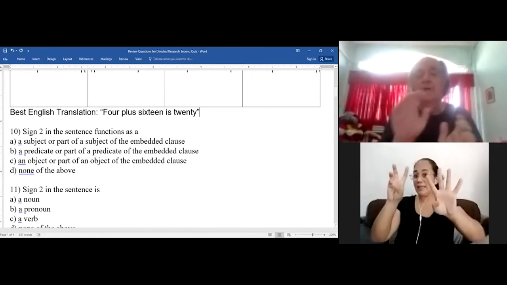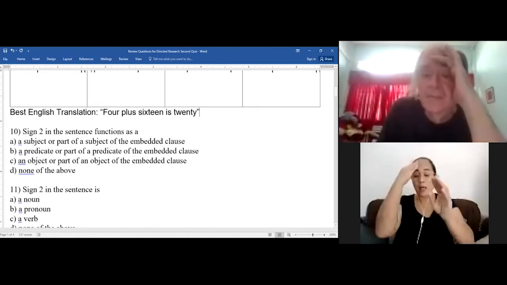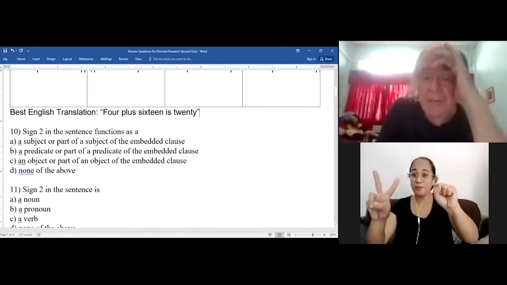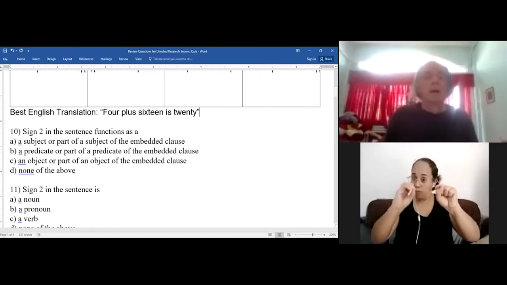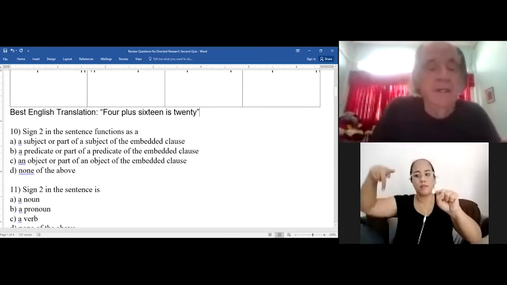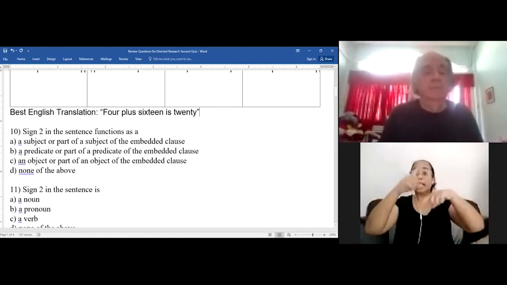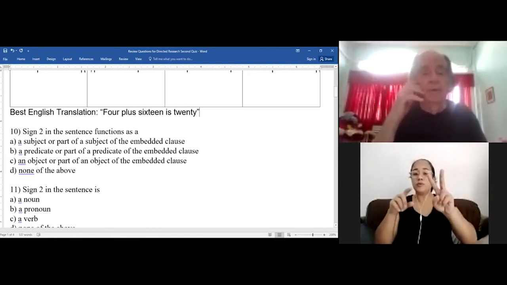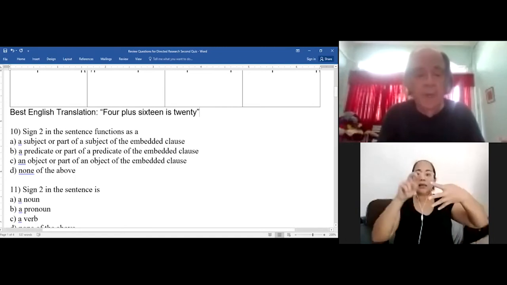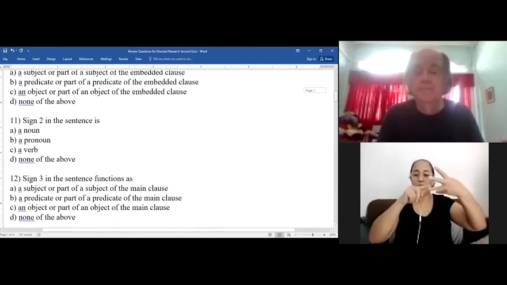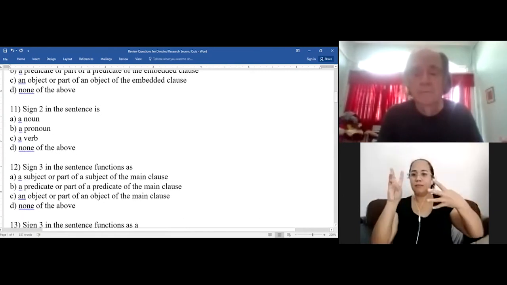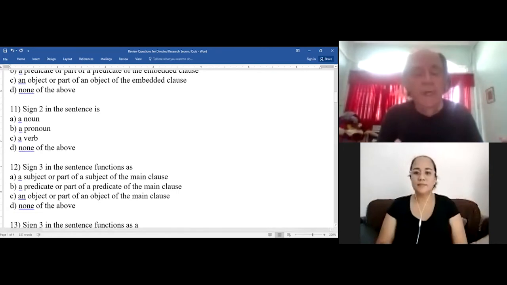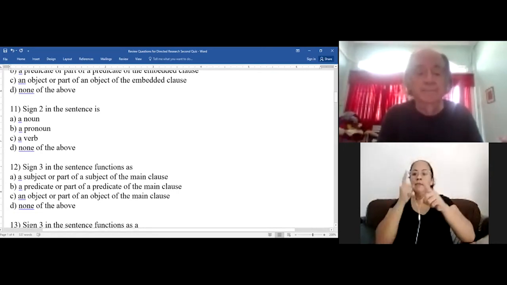So again, it's 4, 16 together. And we know it's subject, object, verb. So the first has to be subject, the second has to be object, and the third has to be predicate. Sign number 2 in the sentence is A, a noun, again it's 16. B, a pronoun. C, a verb. D, none of the above. Peebs is saying D. Yes, because it's a number.